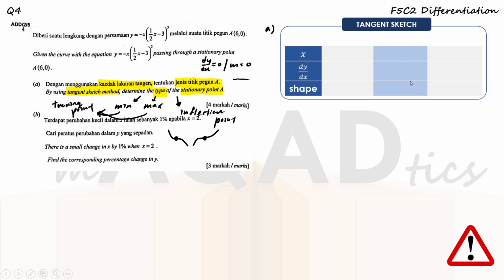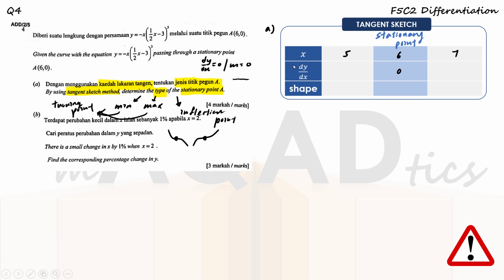But here in the center column, we need to insert the info for the stationary point first. The x coordinate for the stationary point is 6, so we put it here, and we know that this is a stationary point, so the dy/dx will be 0. What we need to do now is put a value which is less than 6 and a value which is more than 6. I suggest putting a number close to 6. So here I'll put 5 and 7. What we don't have is the dy/dx value where x equals 5 and 7.